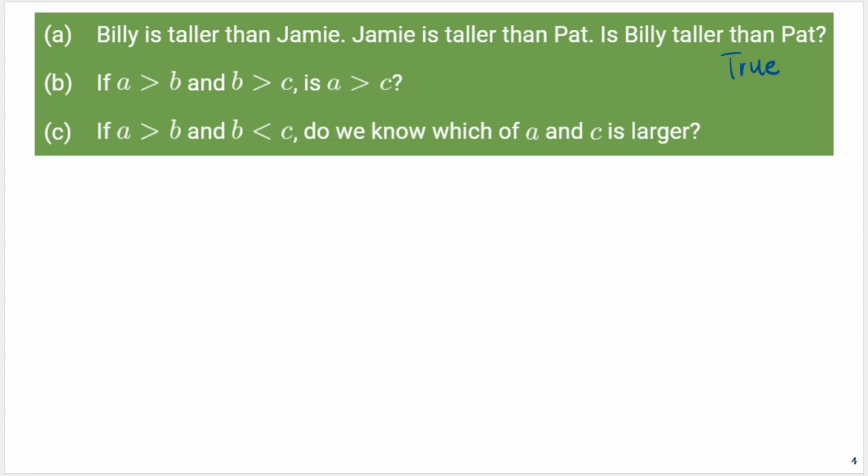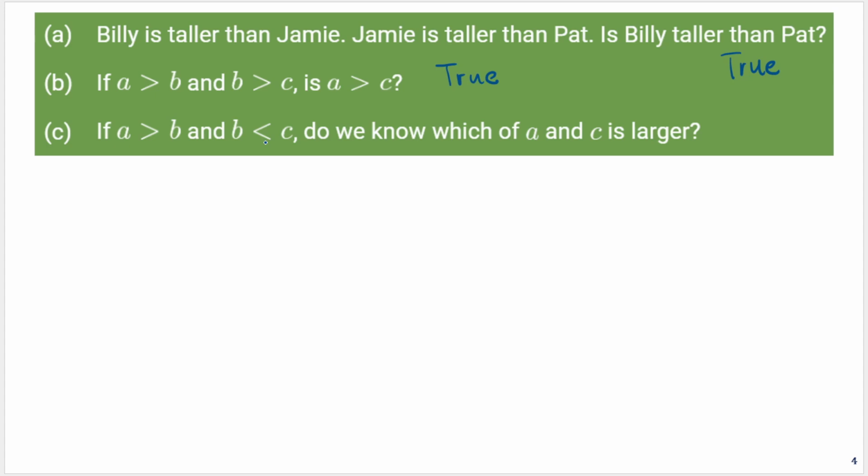Okay, second question. If A is greater than B and B is greater than C, is A greater than C? Assume A, B, and C are real numbers. This is essentially the same as the first part, right? Because A is larger than B and B is larger than C, we know that A must be larger than C. So the second one is also true.